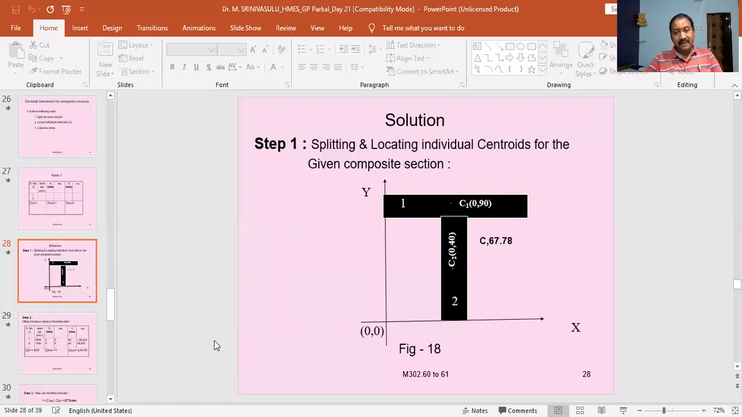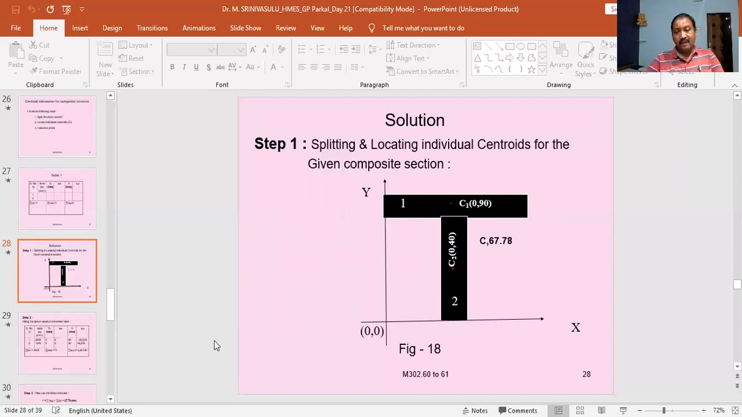The horizontal rectangle is rectangle 1, and the vertical rectangle is rectangle 2. The horizontal thickness is called the flange. So the horizontal rectangle is also called a flange, and the vertical rectangle is called a web. The flange is taken as rectangle 1, and the web is taken as rectangle 2.